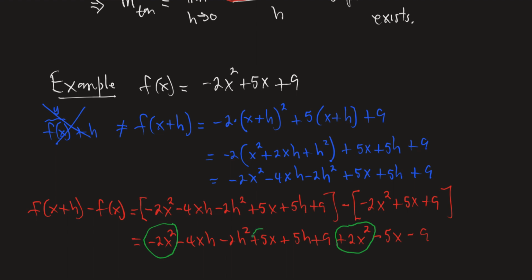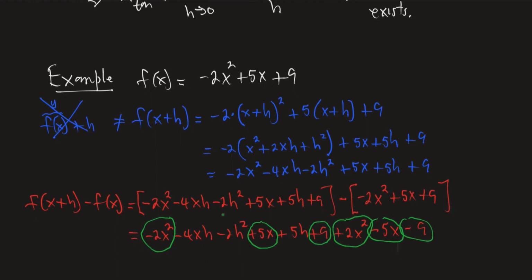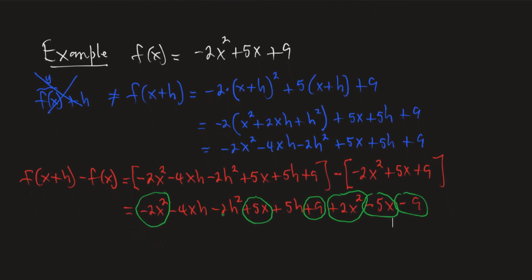Here's another pair, a positive 5x and a minus 5x. And then a third pair, a plus 9, minus 9. So all those things in green, they'll cancel out. And if you notice, what's interesting about this part of the problem, all the terms that cancel out don't have an h. Everything that I have circled in green doesn't have a factor of h. They're either purely constant or just an x term or an x squared term.